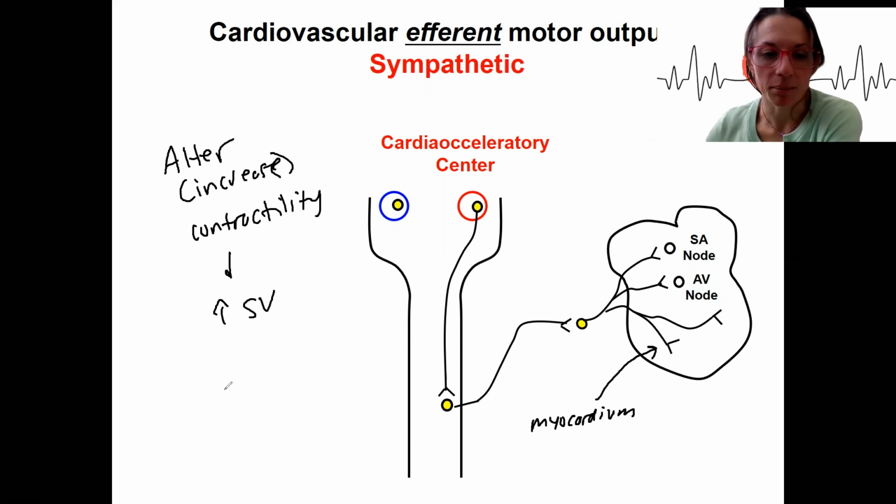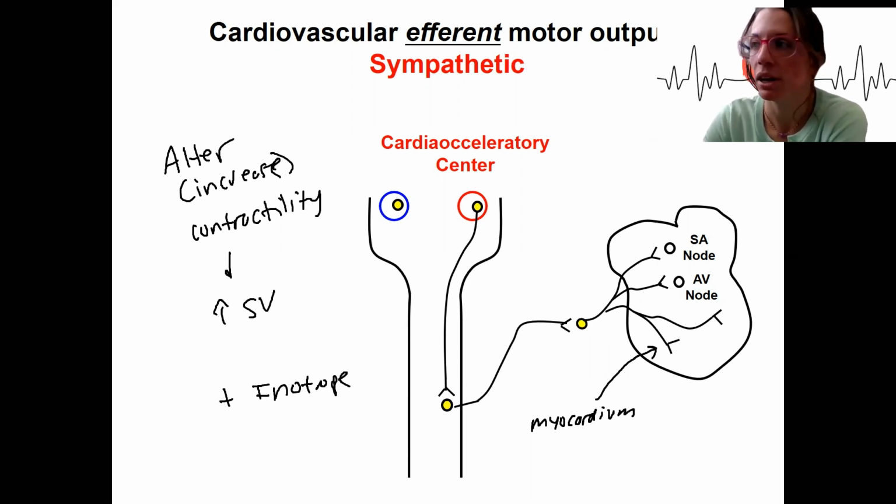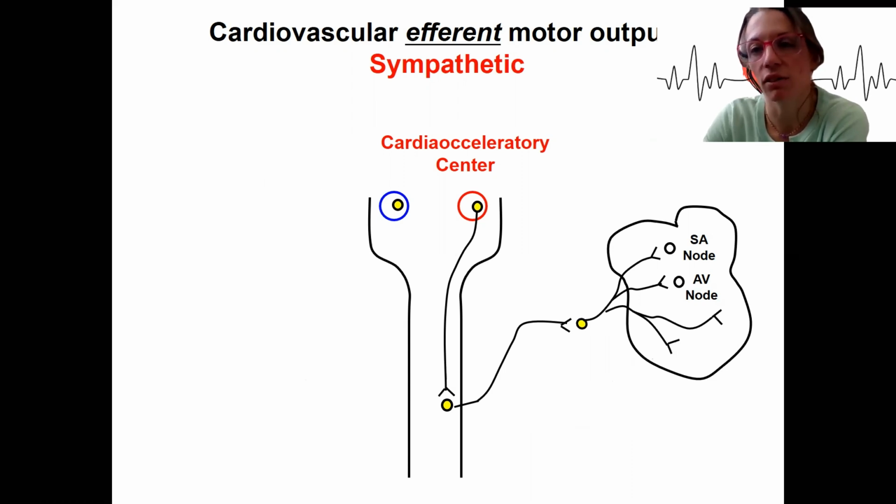This is going to be a positive inotrope. It's an inotropic effect, which is related to contractility. How does this work? How does the sympathetic nervous system increase contractility of the heart? You know how contractility works. We did this last week.